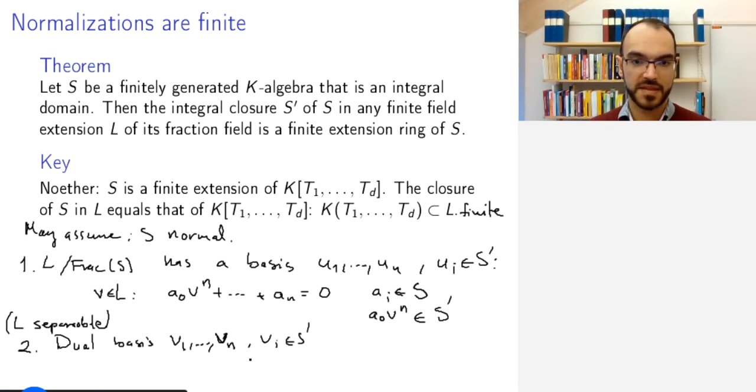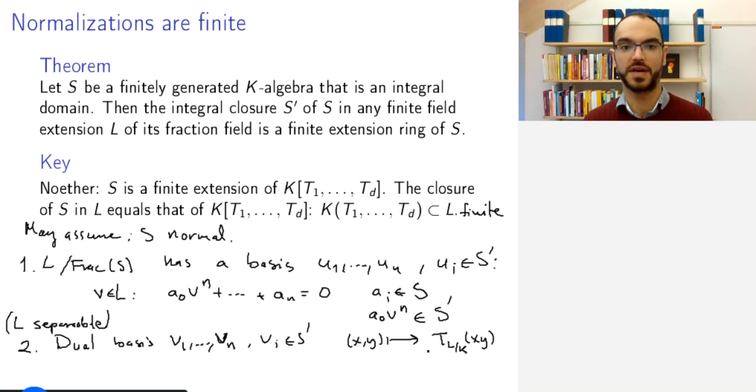And why do I need separability? Well, what I'm using is the bilinear form, the trace form of L over K of the product of two elements. This is a non-degenerate bilinear form, so I get a dual basis. So how does this help me?